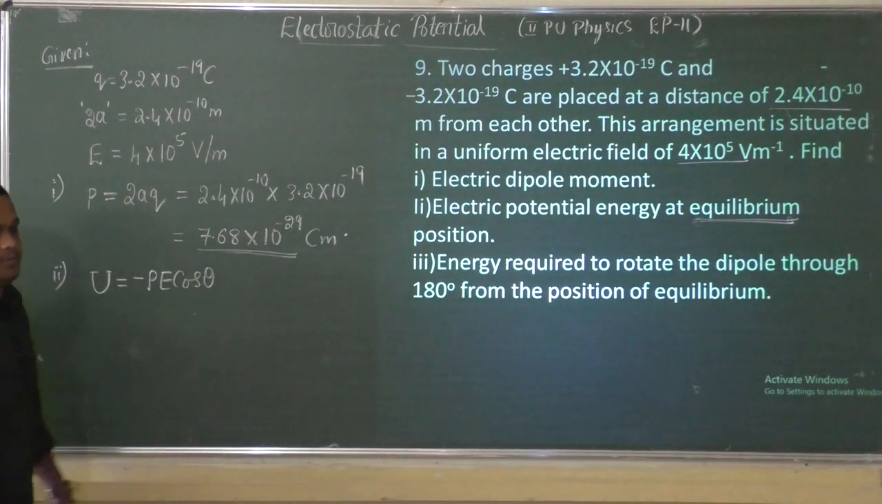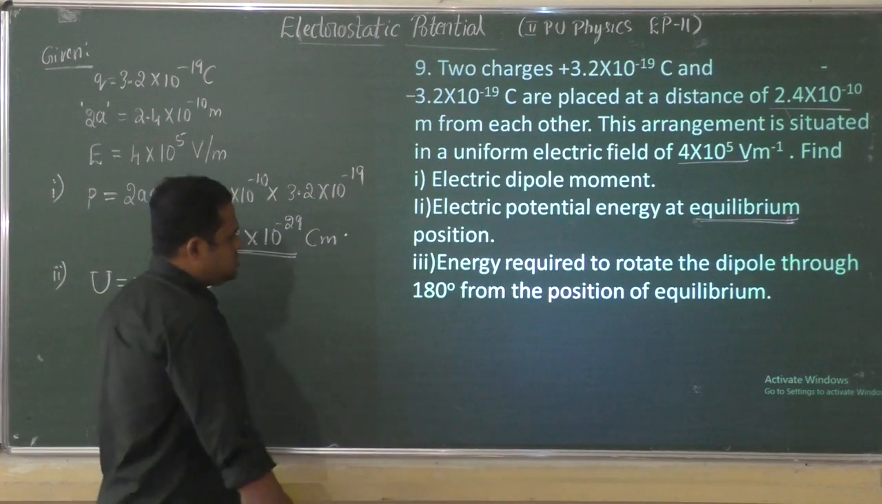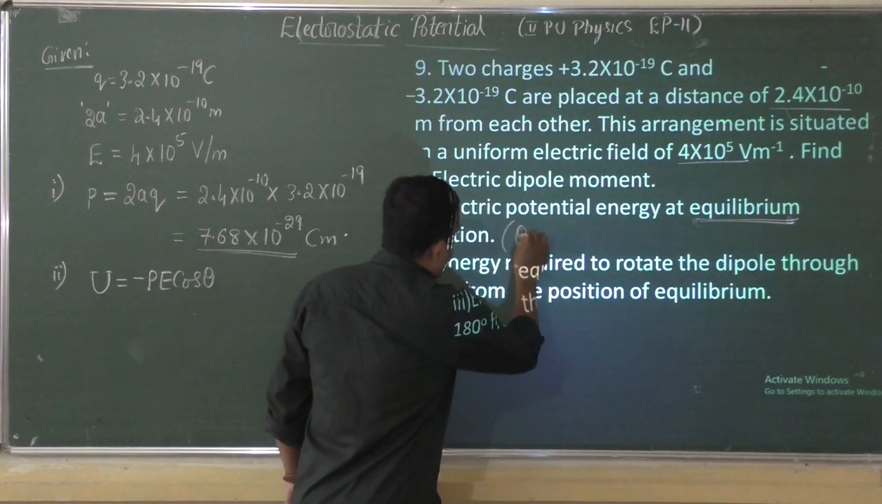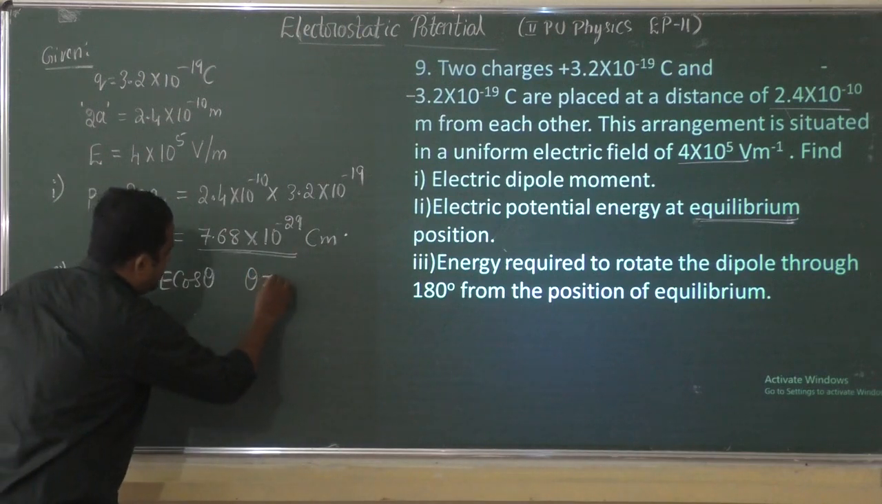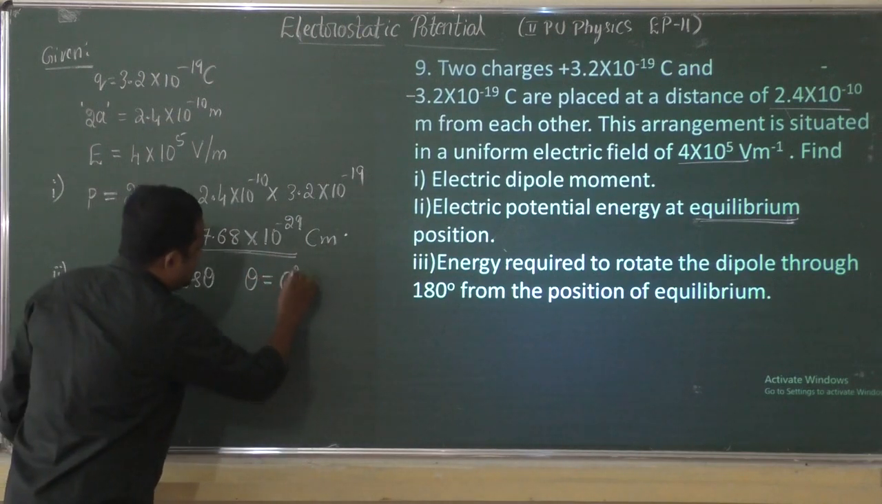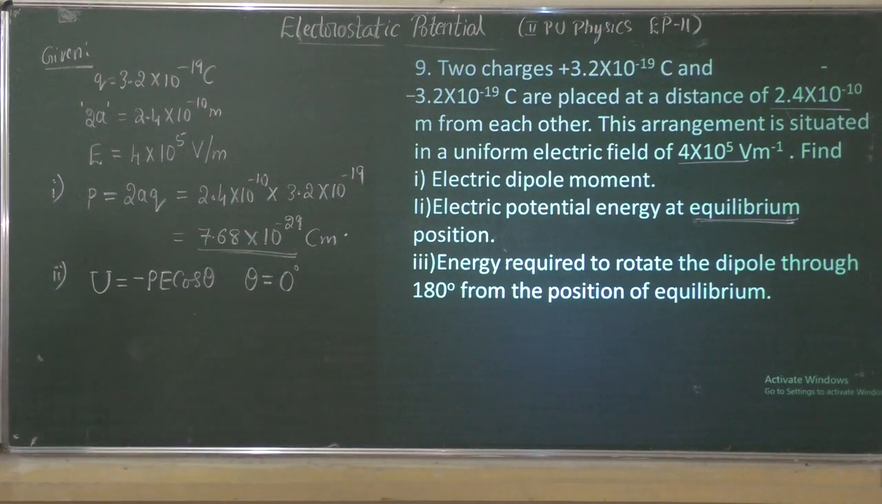What do you mean by equilibrium position? Equilibrium position means the angle between the dipole moment vector and electric field, theta, is equal to 0 degree. That is called equilibrium position or stable equilibrium position.